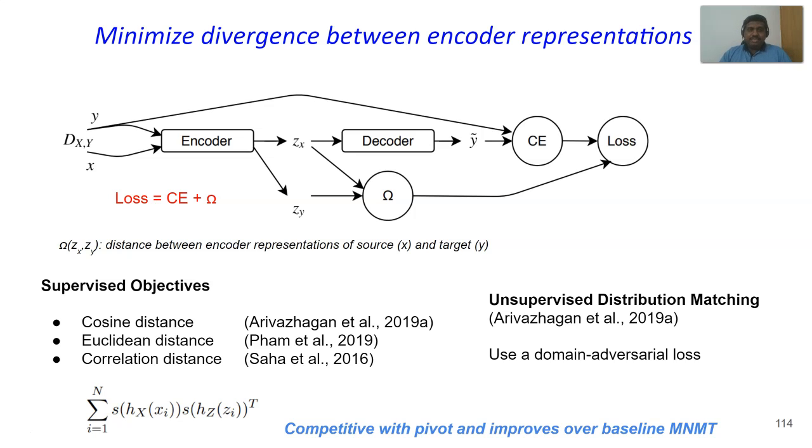So the additional objective can just be to minimize the distance of the representations for these two languages for every sentence in the batch. And we could use different kinds of distance functions like cosine distance, Euclidean distance, or correlation distance. Many of these have been tried in the literature. And with this approach, we can see that the performance of zero-shot translation improves, and it is now competitive with pivot and improves significantly over the baseline multilingual NMT approaches.